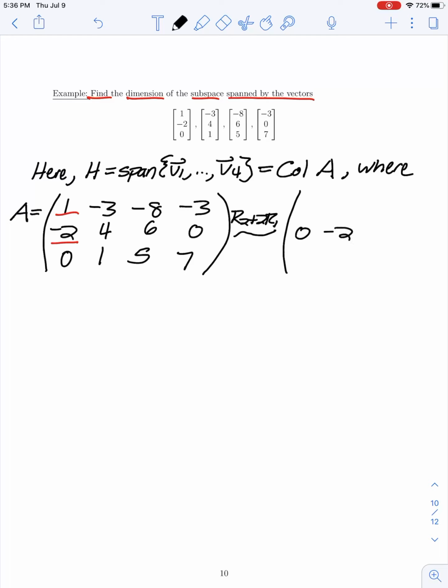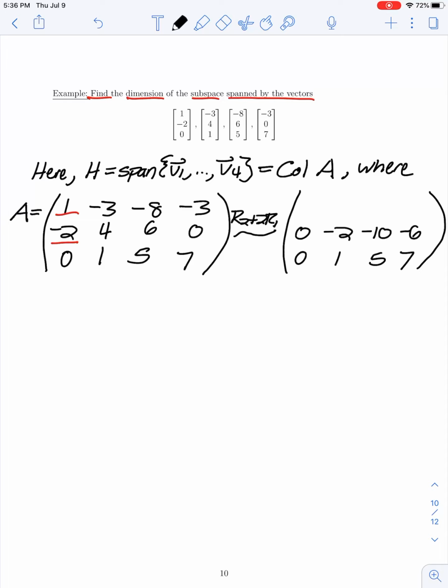which will make my second row 0, -6 plus 4 is -2, -16 plus 6 is -10, and negative 6 plus 0 is negative 6. My third row I'm going to leave alone for now.